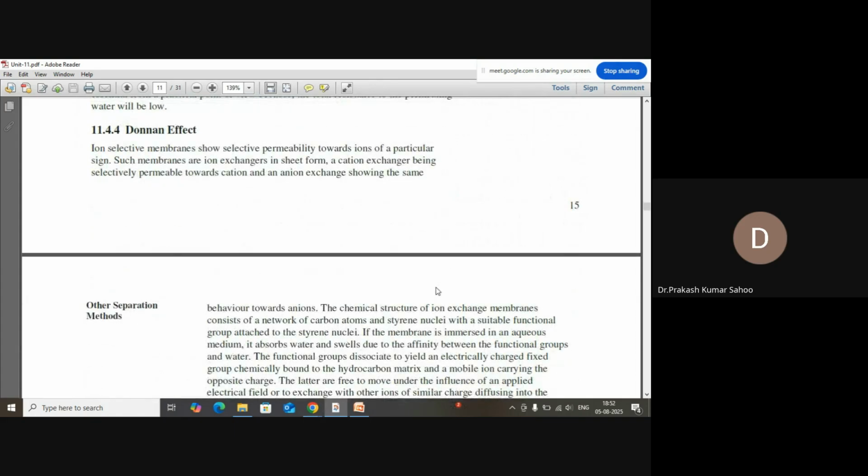With the Donnan effect, the ion selective membrane shows selective permeability towards ions of a particular sign. Such membranes are ion exchangers in sheet form, a cation exchanger being selectively permeable towards cations, and an anion exchanger showing the same for anions.